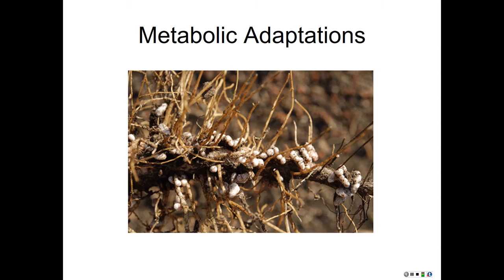Starting with oxygen use, there's a couple of different adaptations we see in prokaryotes regarding oxygen use. We have what are called obligate aerobes, which must use oxygen for cellular respiration. Okay, oxygen, not optional. They must have it.